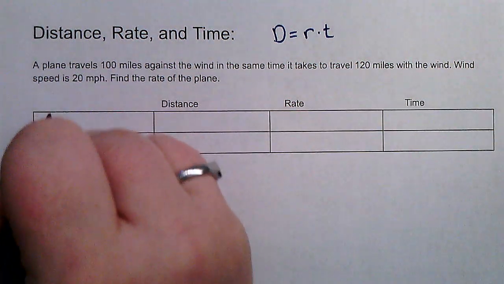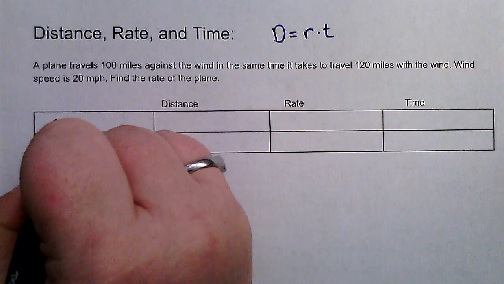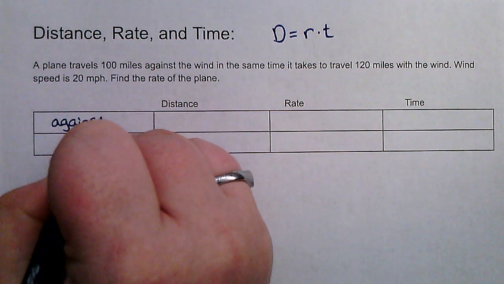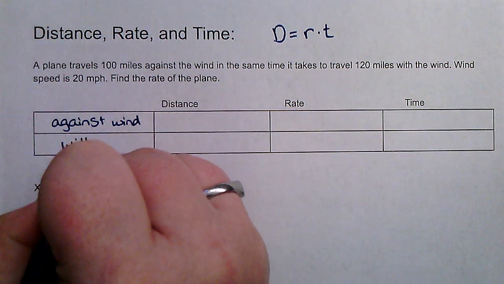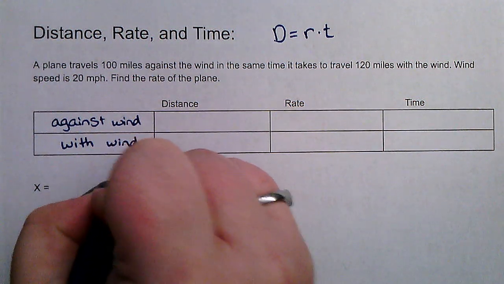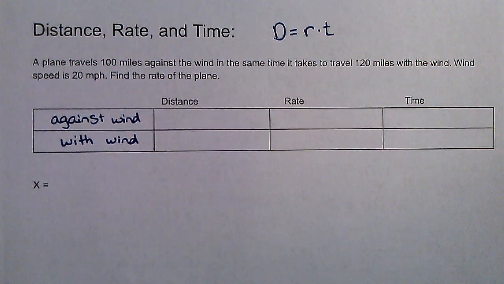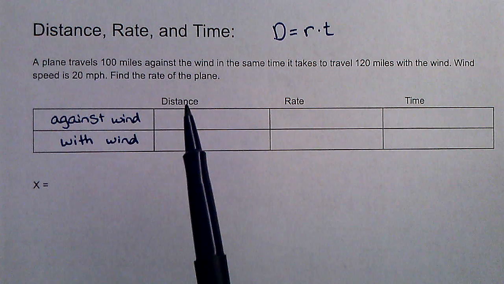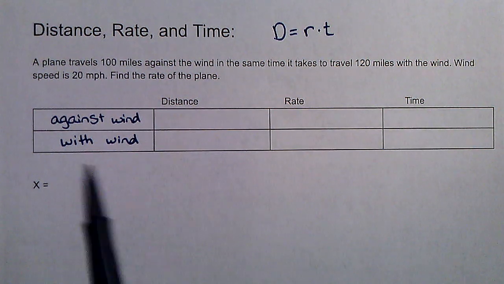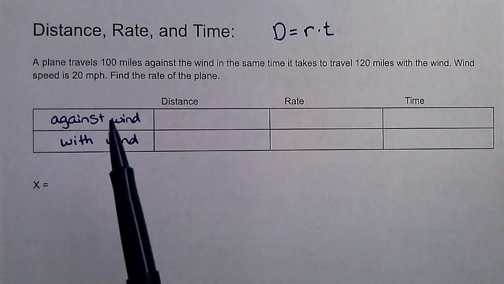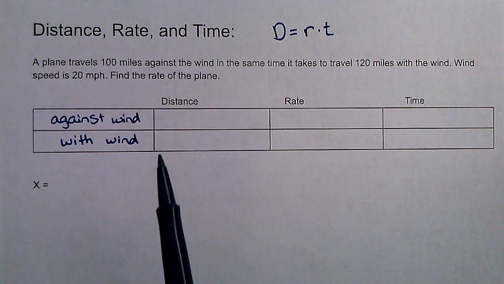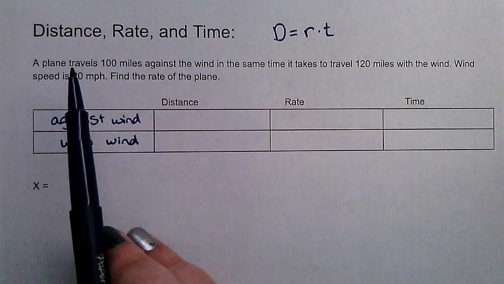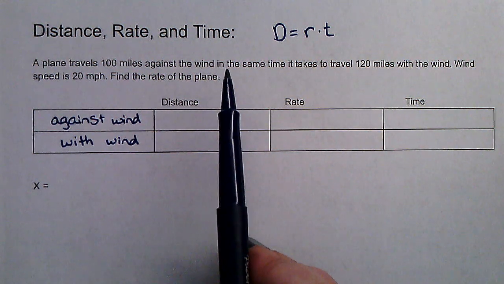It is going against the wind, and it is going with the wind. So those are the two directions it's going, against the wind and with the wind. So then we set up a little chart. You put distance, rate, and time on your little chart and two rows, one being against whatever and one with whatever. So in this case, it's a plane, so we're going with and against the wind.